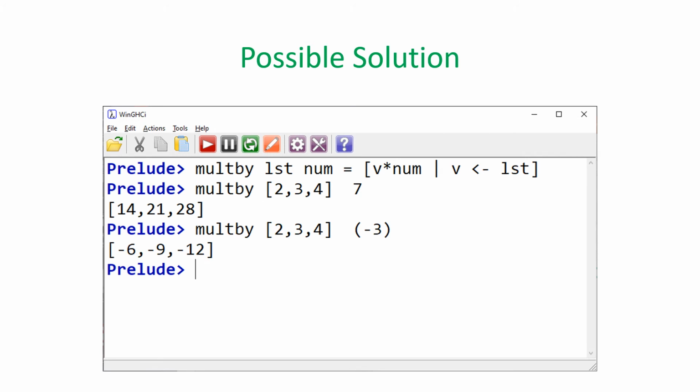Here's the list comprehension that will do that. As you can see, we take a list and a number, and then for every element in that list, we multiply the element by the number. And as you can see for the examples, it provides the correct results.